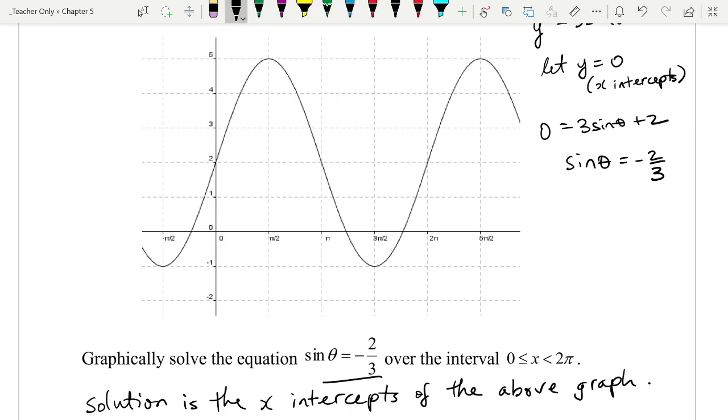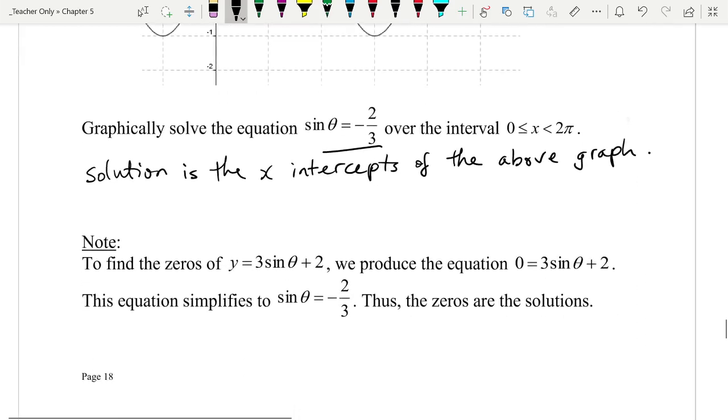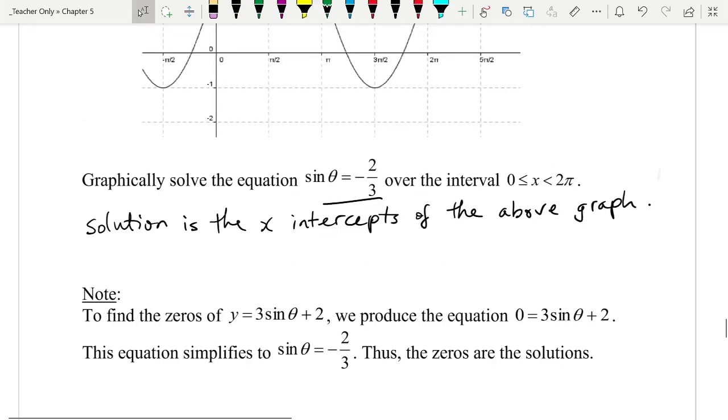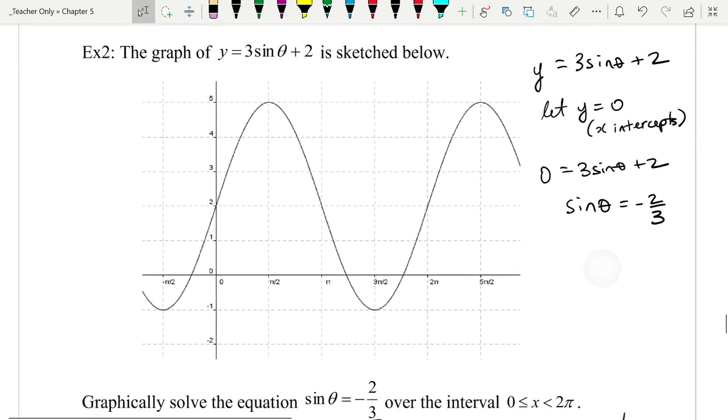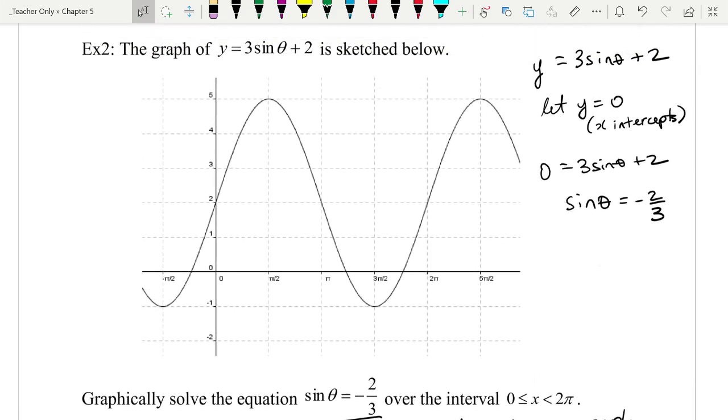Well, I'm not 100% sure I can just read it off the graph, so why don't I actually solve it? They don't give me a whole lot of room below here, so I'm going to use the room over here. If I'm looking for the x-intercepts, where y equals 0, I go sine theta. Oh, actually, I already have that written down.